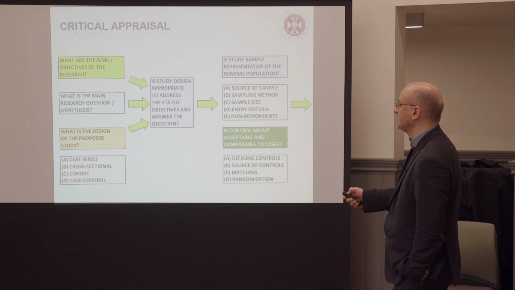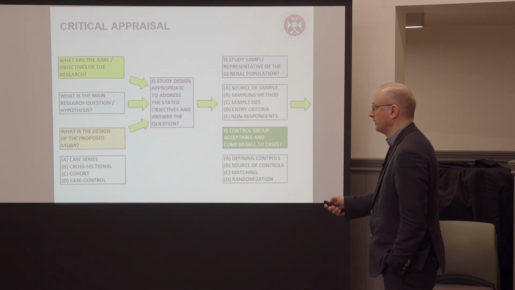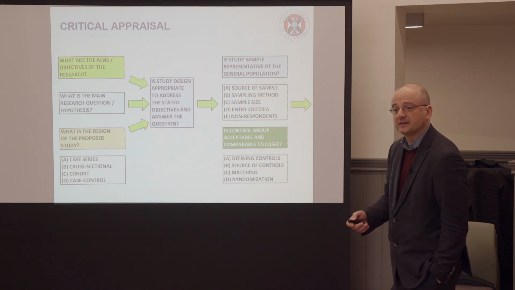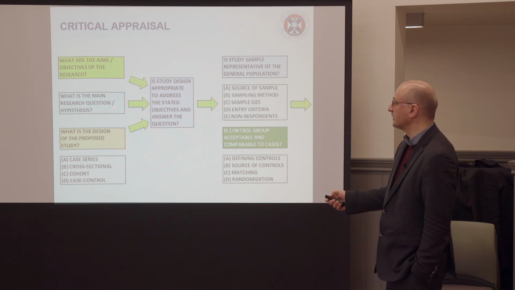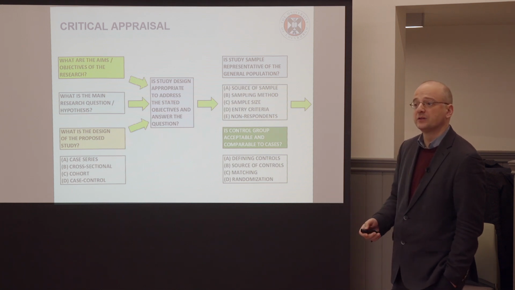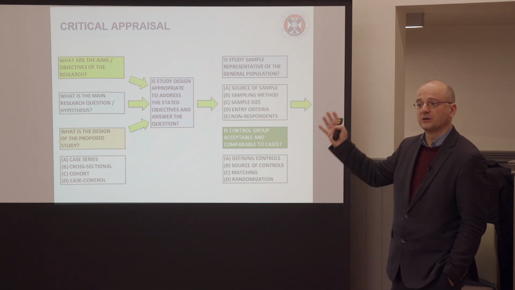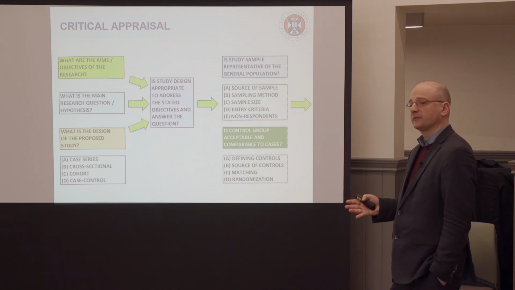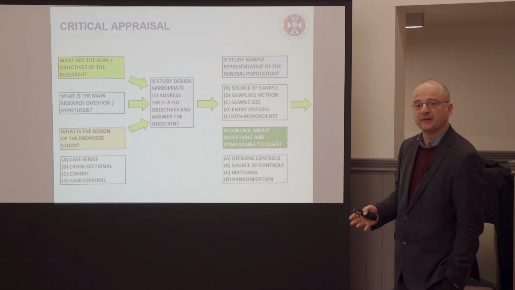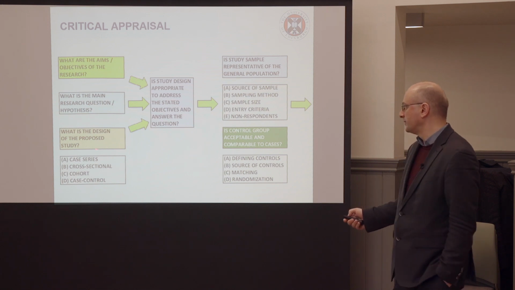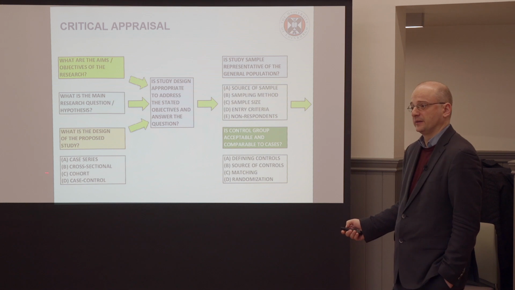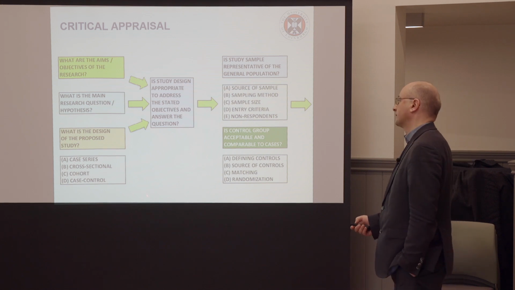Firstly, think what are the aims and objectives? What is the main research question and hypothesis? Is this clearly stated? If it's not clearly stated, then you should tell the authors to clearly state it, because many papers don't have it stated. They just start talking about something without ever explaining what is the aim and what is the hypothesis, okay? What is the design of the proposed study? It has to be clear. Is this a prospective, retrospective, randomized control trial?